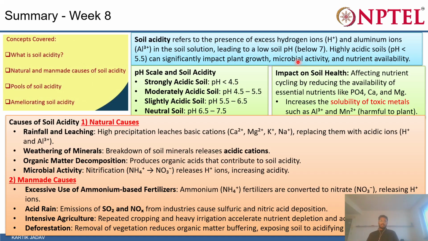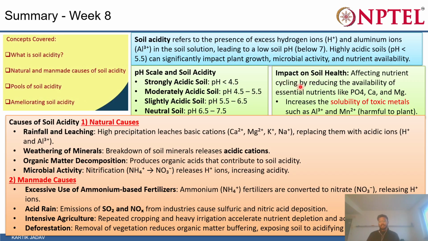So, pH scale and soil acidity. Generally it is classified on a four-level scale. If you have a neutral soil, its pH is around 6.5 to 7.5. Then slightly acidic soil, in that case pH is around 5.5 to 6.5. Then moderately acidic soil, 4.5 to 5.5. Strongly acidic soil if pH is less than that.